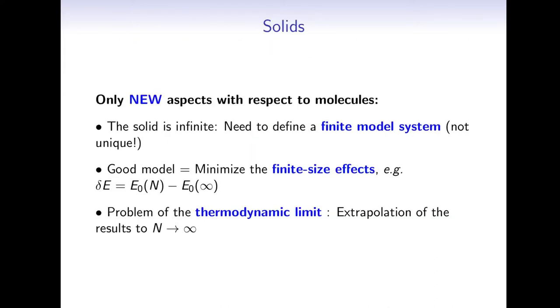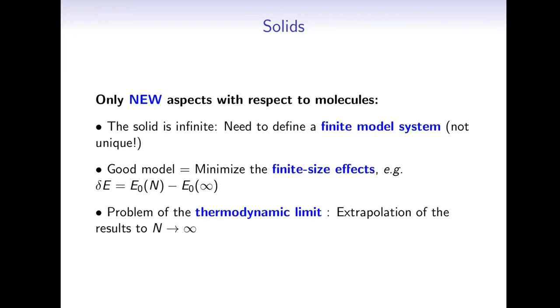So what are the differences? Essentially the difference is in the system and in the Hamiltonian. And in fact, the solid is infinite now, not like the molecule. So we need to define what I will call a finite model system. And of course, we don't have this problem with molecules. The molecule is well defined. The infinite solid is, of course, well defined, but we cannot make the calculation on an infinite solid directly right now. So we have to make it a finite model. So that is the first aspect.